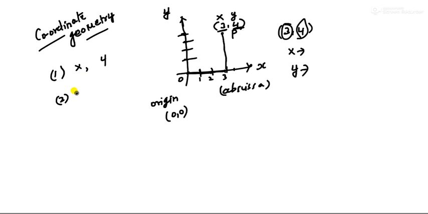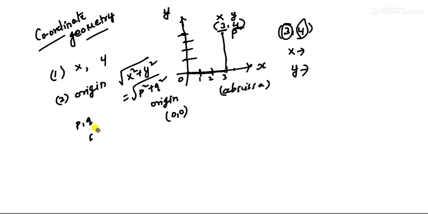Second, they will ask the distance between the point and origin. So remember, whenever they ask the distance between a point and origin, you have to write this formula: square root of x square plus y square. If the point is p comma q, the formula becomes root of p square plus q square.